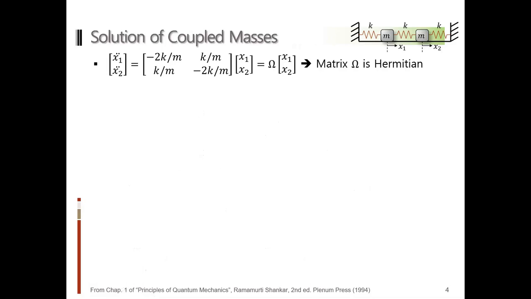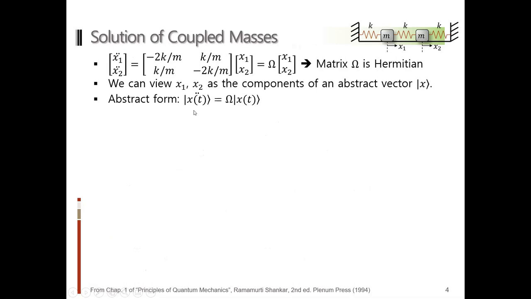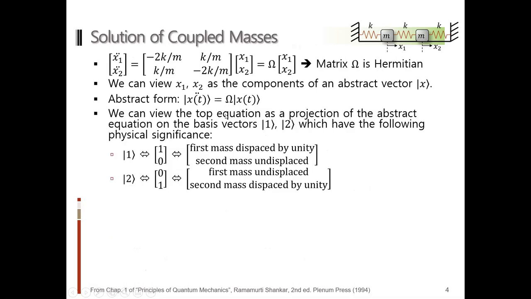So now what we can do is make an abstraction and consider the previous matrix equation as an abstract vector equation. Now I want to consider this from the perspective of the differential equation, and interpret the meaning of x sub 1 and x sub 2. The meaning of x1 is the displacement of the first mass, and x2 is the displacement of mass 2.